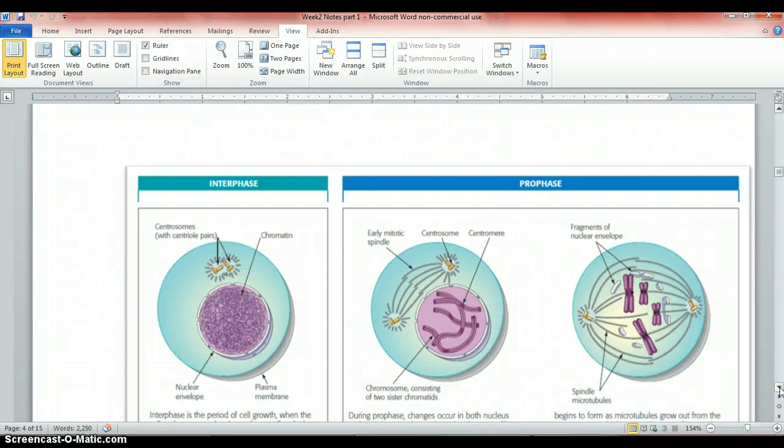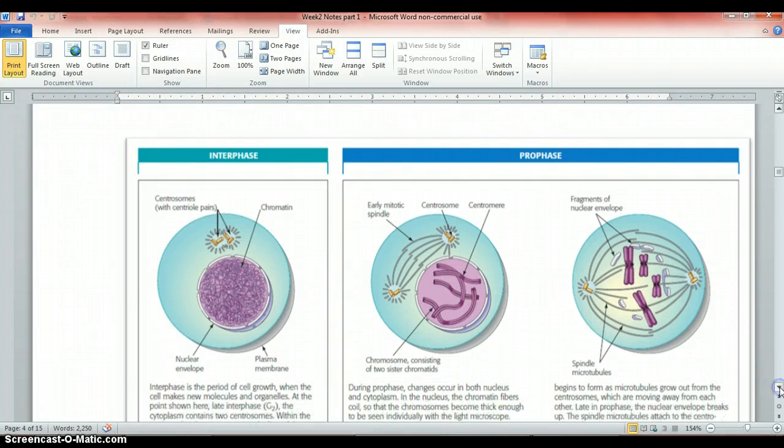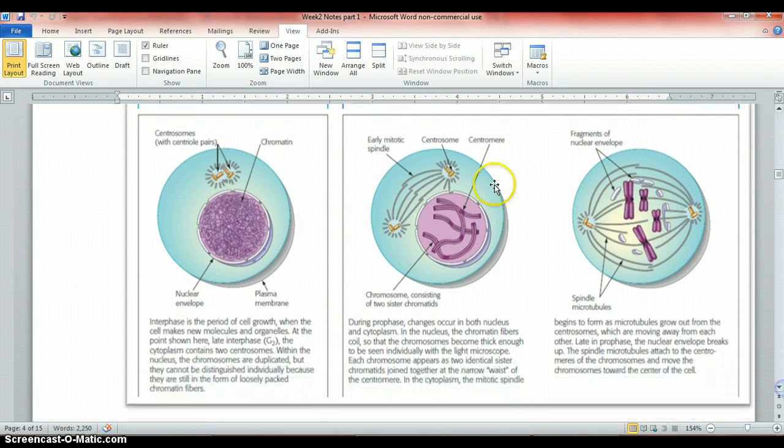So let's look at mitosis in all its glory. So interphase, right, we just kind of hang around, do what we want to. Cell growth, blah, blah, blah. You see the little centrosomes? Those are hanging out, not doing much. We got our chromatin is all bubbly and looks like spaghetti. And then you got our nuclear envelope and our plasma membrane.